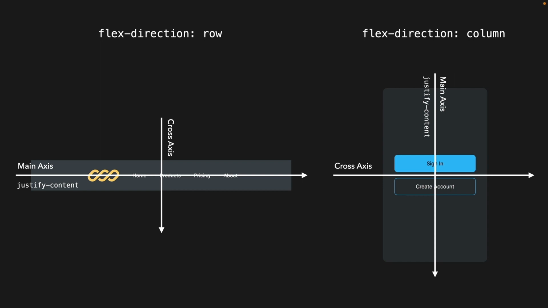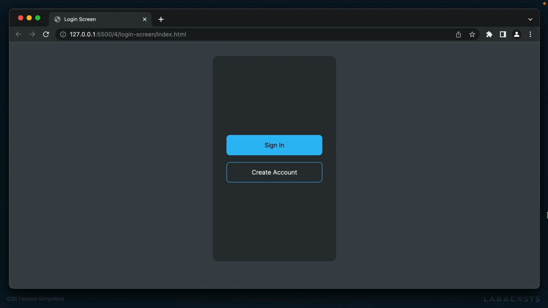That's why we were able to center the menu items horizontally using justify content in the first example, and for the login screen we use the same property to align the buttons vertically instead. That is the main axis here. Similarly, the align items property controls alignment along the cross axis. So for row direction, that would be vertical alignment, but for column direction, that would be horizontal alignment. Yes, I know this is confusing at the beginning, but after we practice with a few more examples, you'll get a hang of it. So coming back to our login screen, now that we know justify content controls alignment along the main axis, which is vertical in this case, we can modify the value and see for ourselves.